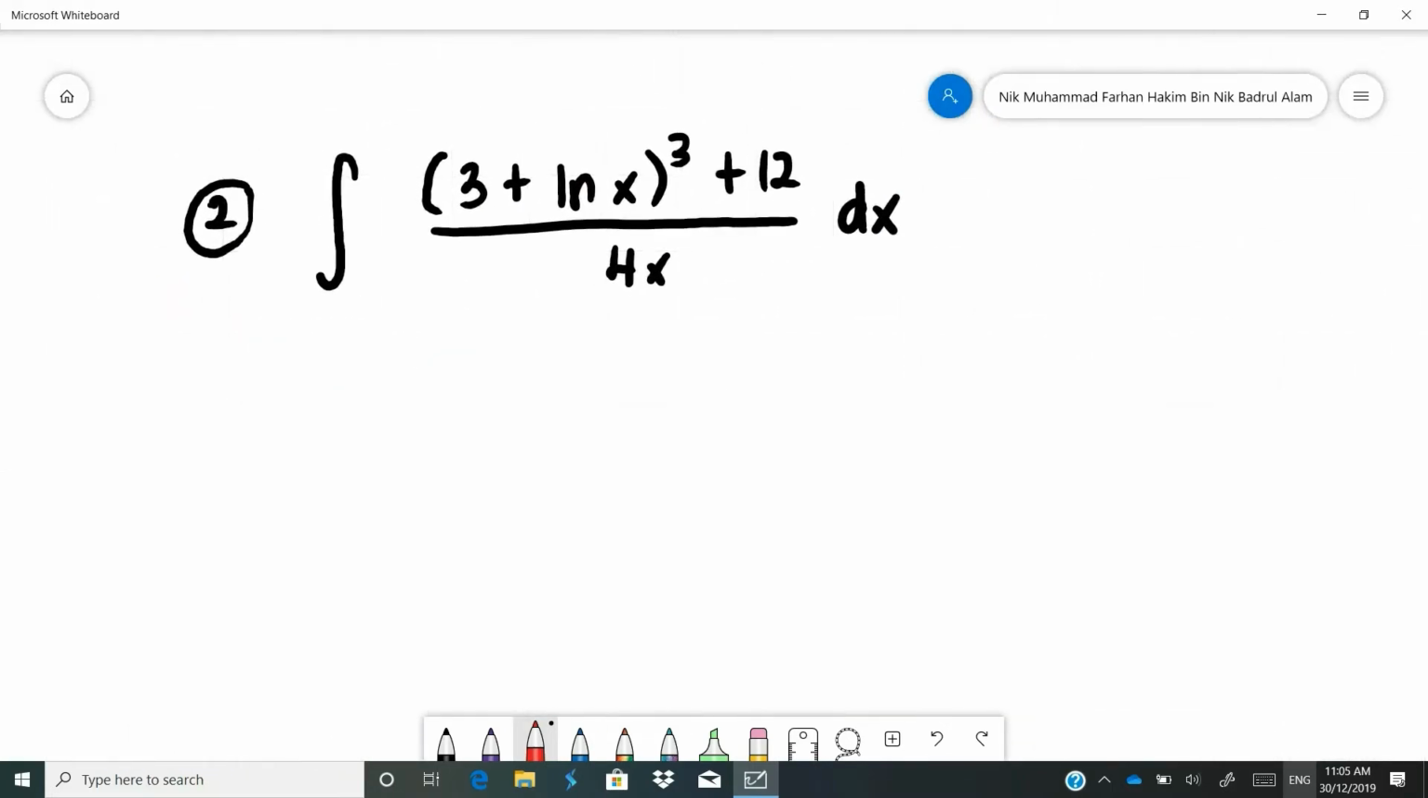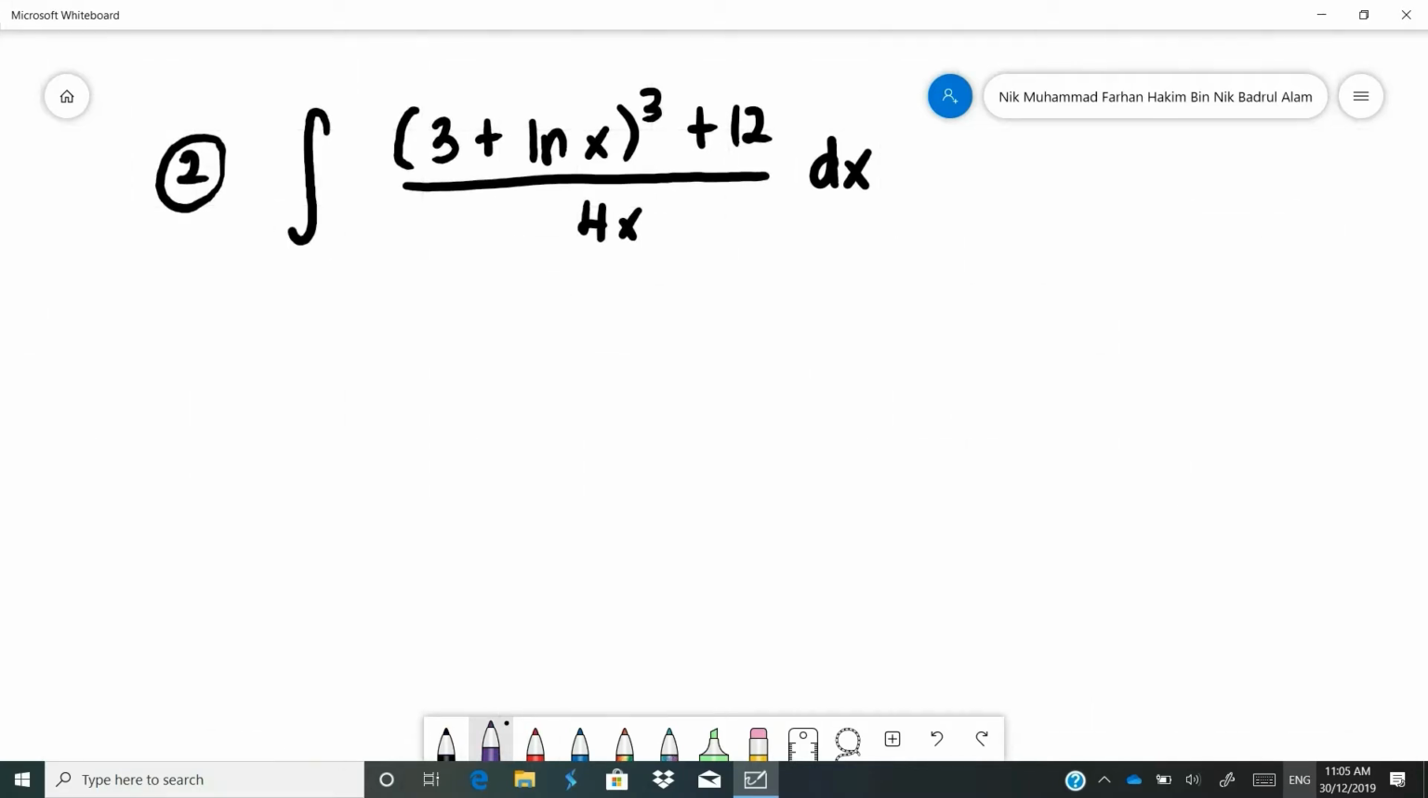Let's move on to the second example here. In this example, again, we have to try to find which one is going to be substituted. If you let u equal 4x, then you will have du over dx equal to 4. But this is useless because you cannot cancel that ln x there. So that means your choice was wrong.